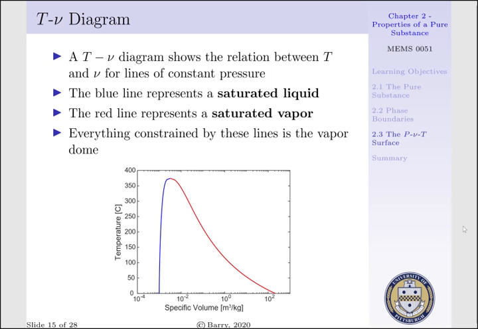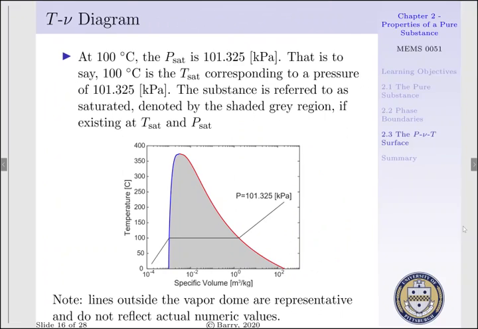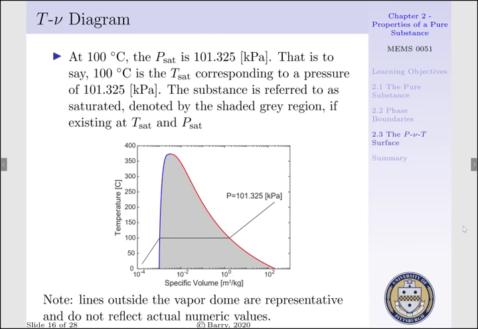Now let us look at the particulars of a TV diagram. Say we have fluid at 100 degrees centigrade. Our saturation pressure is 101.325 kPa. That is to say, 100 degrees centigrade is our saturation temperature corresponding to a pressure of 101.325 kPa. The substance is referred to as saturated, as denoted by the gray region within our vapor dome, if our substance exists at saturation temperature and saturation pressure.